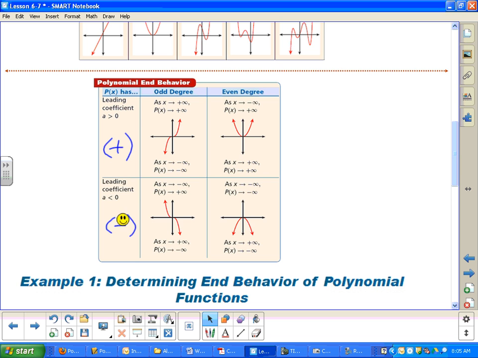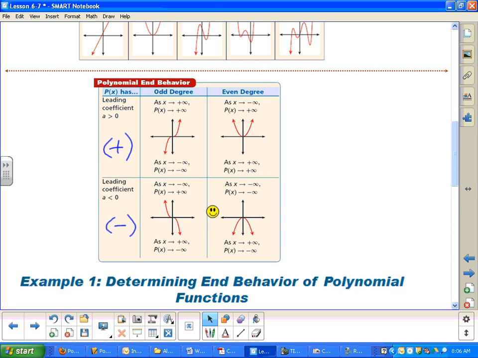Instead of this graph starting from negative infinity and ending up at positive, it starts at positive and goes to negative. It is reflected vertically, right? Because that leading coefficient is negative, we have a vertical reflection. So as x goes to negative infinity, y, or p of x, goes to positive infinity. And as x goes to positive infinity, p of x or y goes to negative infinity. That's an odd one. And on even ones, they both go to negative infinity.